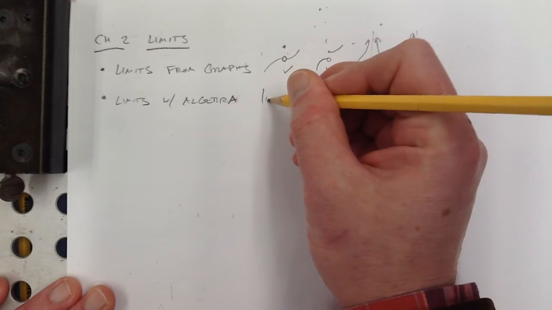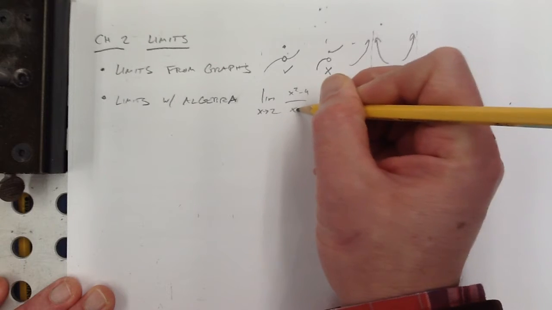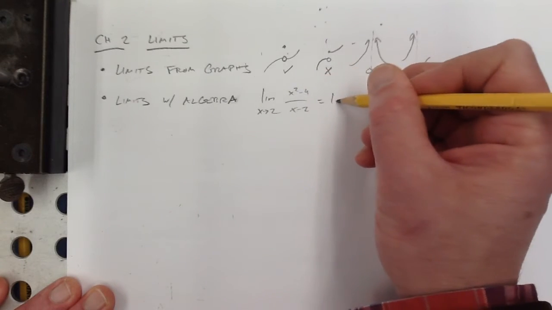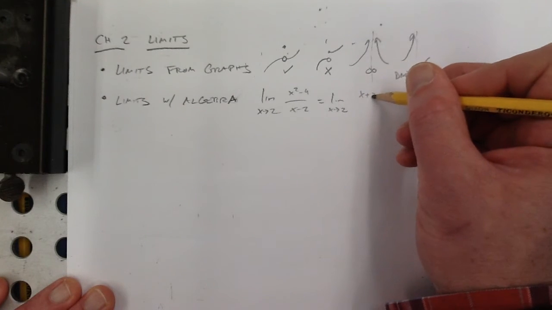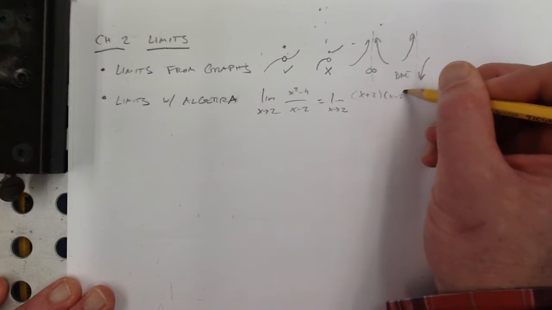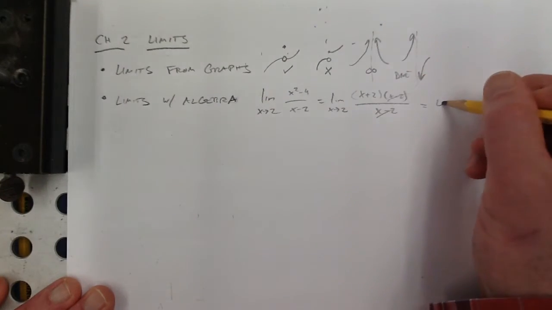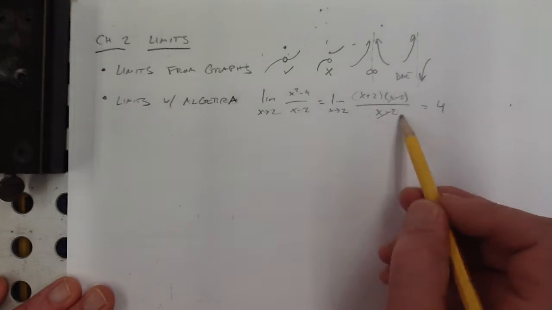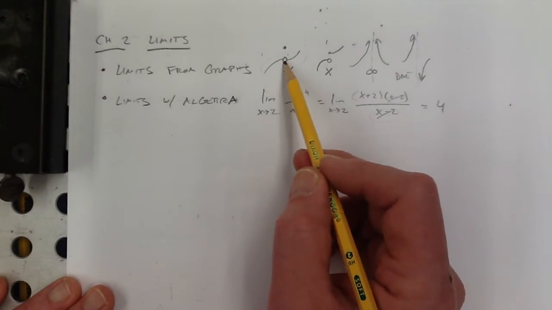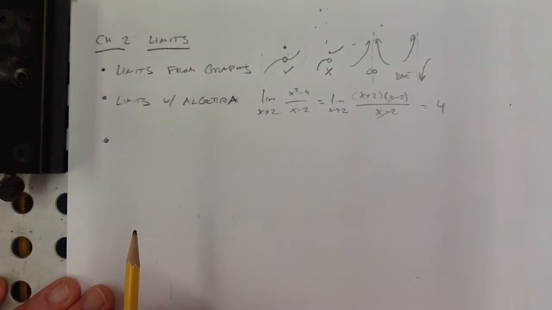So real quick example. What's the limit as x approaches 2 of x squared minus 4 over x minus 2? Well, that's x plus 2 times x minus 2, and then the x minus 2's can cancel, and then you can plug the 2 in, and it's 4. And we understand if we graph that, the fact that that canceled out means that it's a situation where there's a hole in the function. That's an important thing to know.